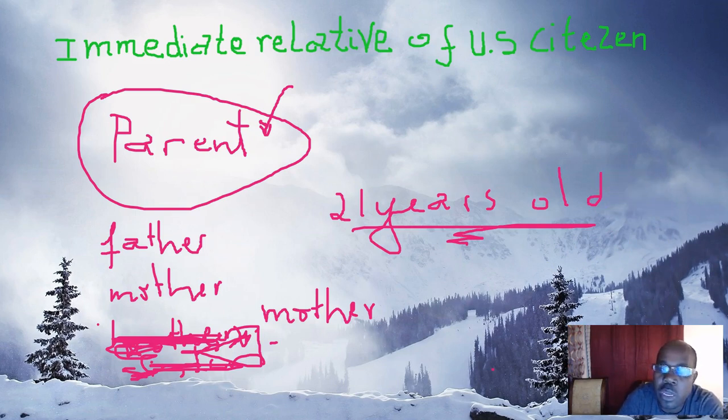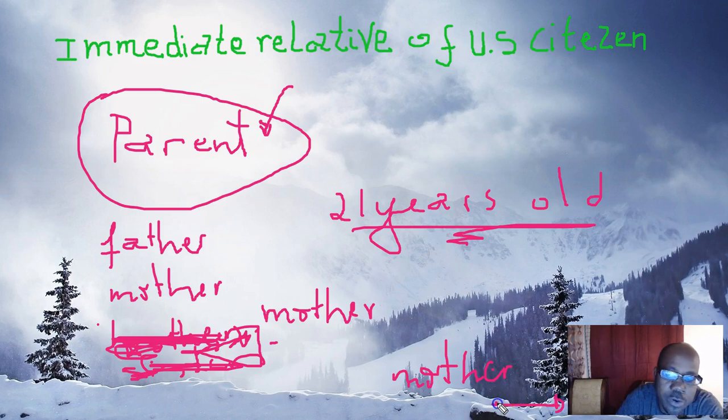Now, let's say we know some cases when you are applying for your parent, for your mother. We know some cases where the parents are separated. So you are living in the USA with your father, and let's say your mother is in another country, but your mother got married to another man.